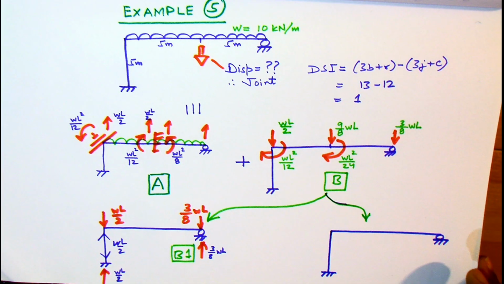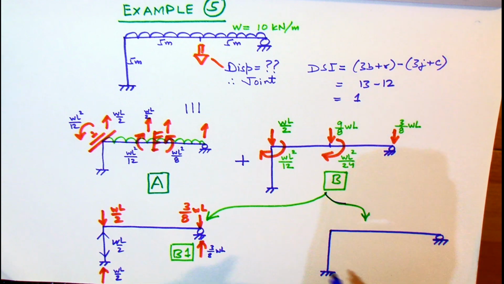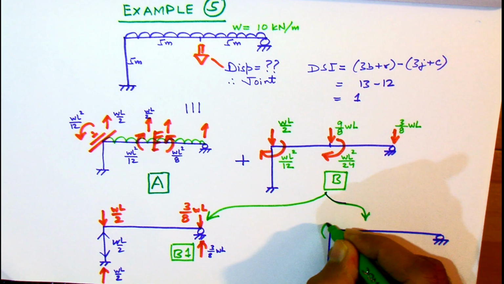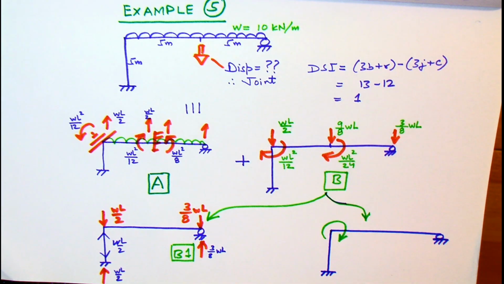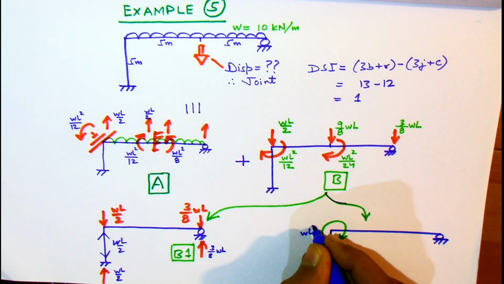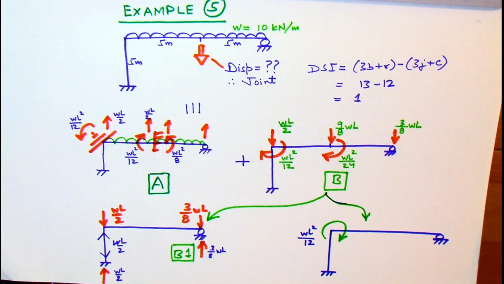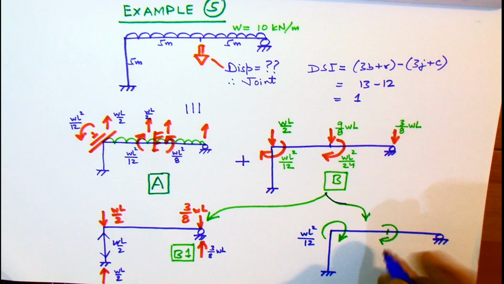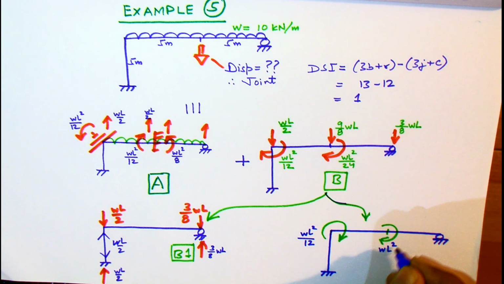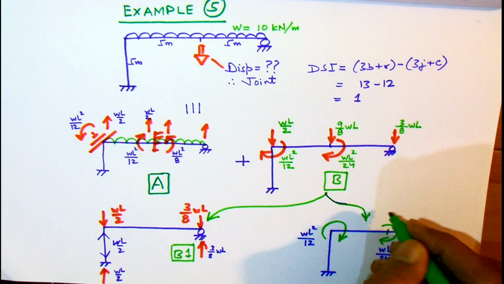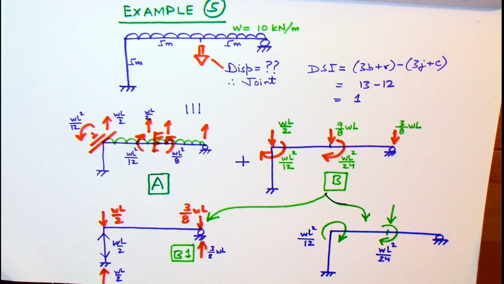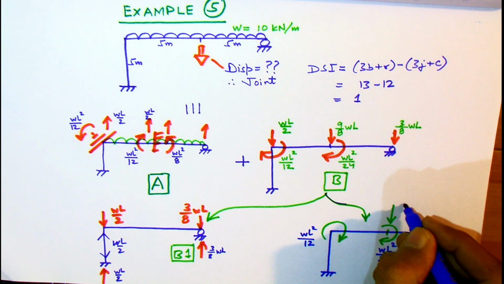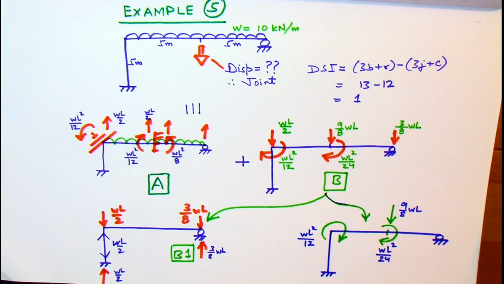So we have the forces, we designate these forces. This is WL square by 12, this is WL square by 24, and then the vertical force at the midpoint of the top member is 9 by 8 WL. So we designate these forces as P1, P2, P3. So 9 by 8 WL is P1, WL square by 24 is P2, and WL square by 12 is P3.